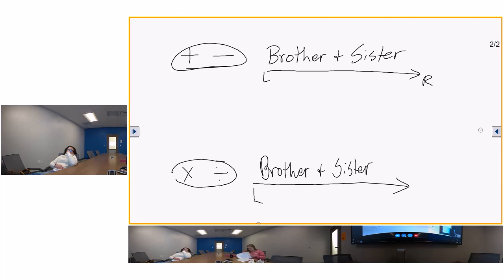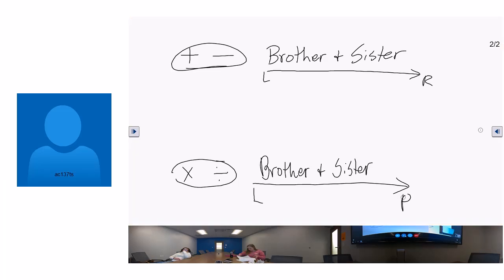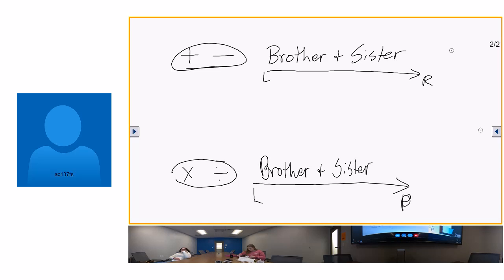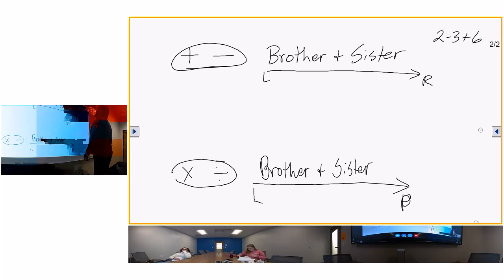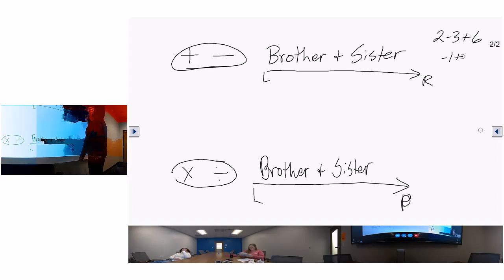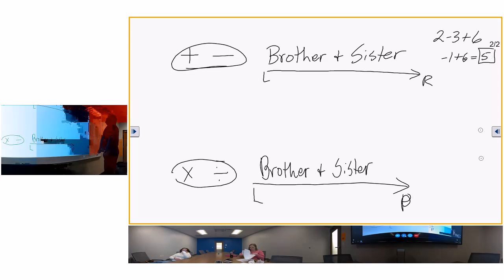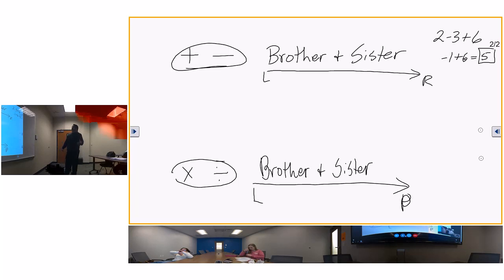Some examples is one like this. 2 minus 3 plus 6. Well, what's 2 minus 3? Negative 1 plus 6 is 5. But if you do 2 minus 9, you're going to get what? You're going to get negative 7.